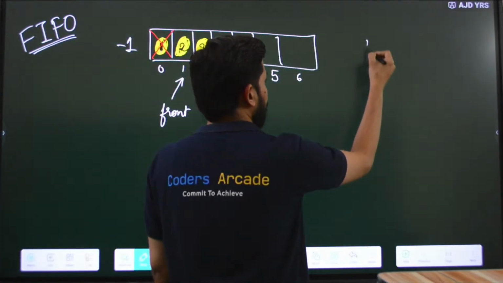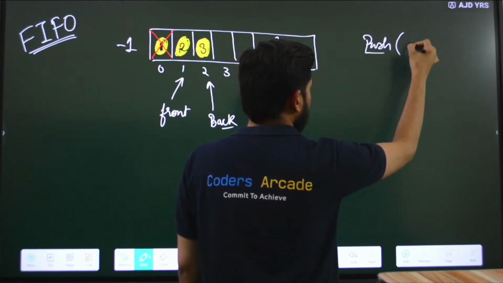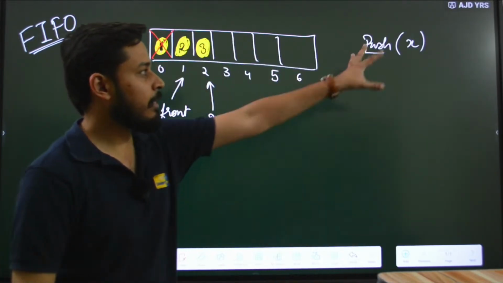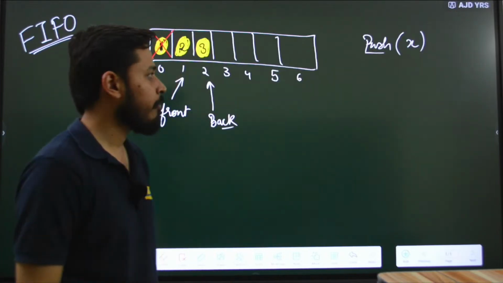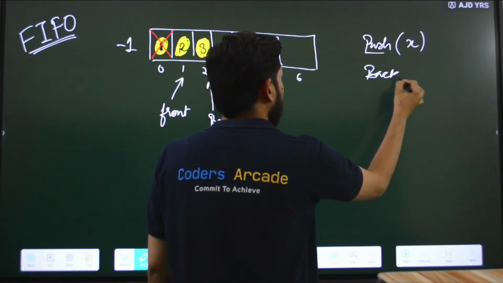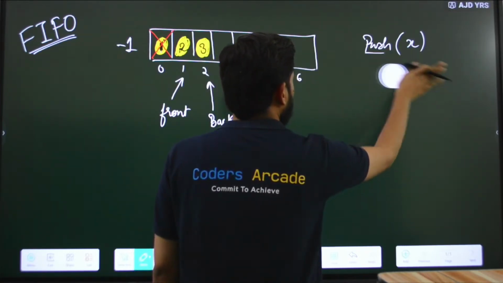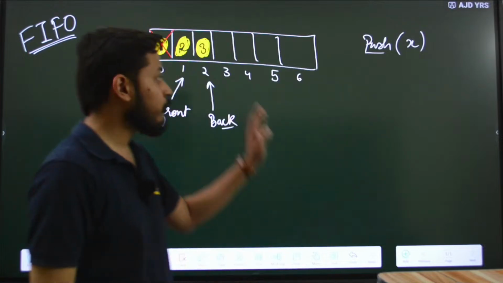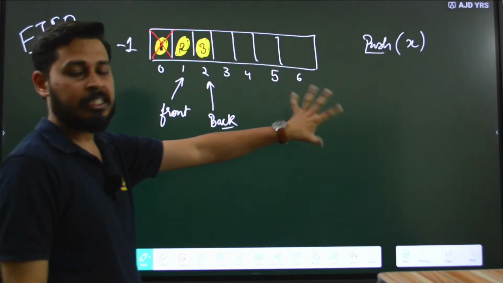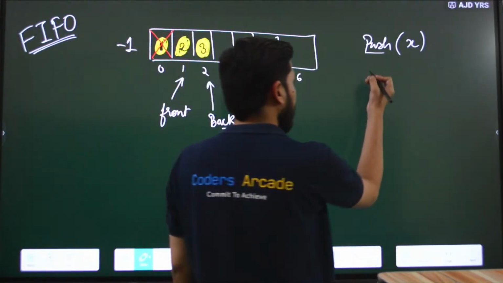What happens when we do push? Let's say this is the push function which I am creating, and the push function has some variable x as the parameter, the element you have to push. So I do back plus plus, and before I do anything like that, I need to make sure that the queue is not filled. If the queue is filled, then it is a queue overflow, or the array is already filled.